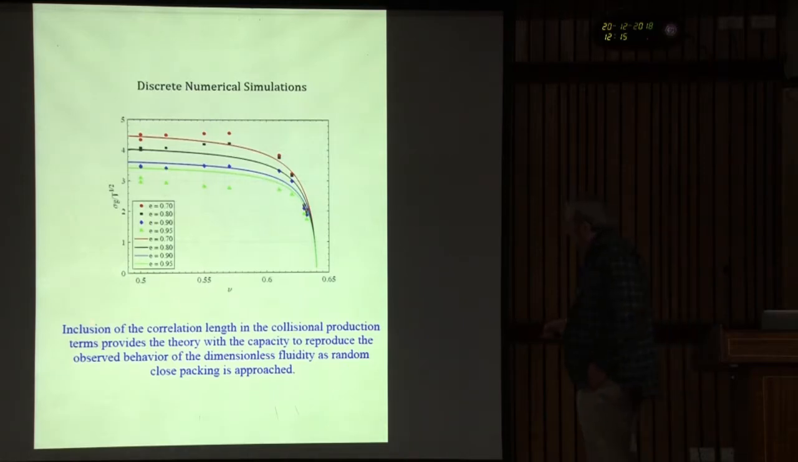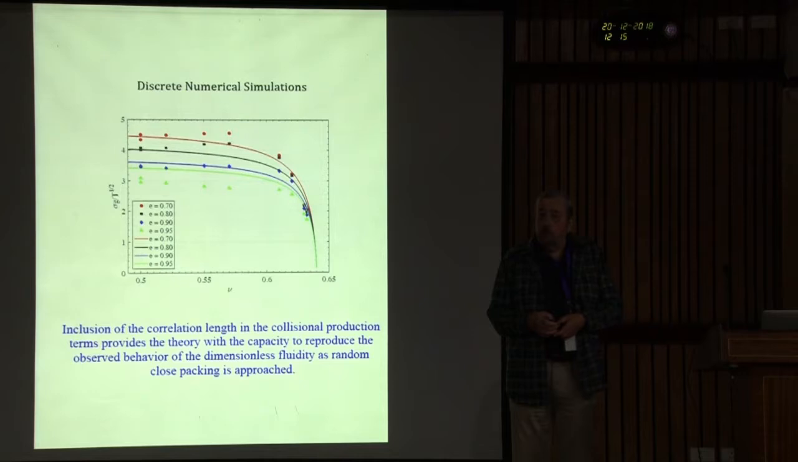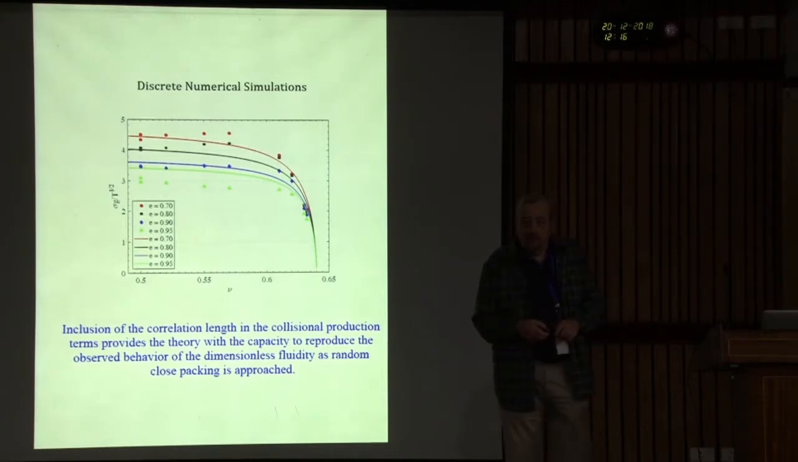So the message of this part of the story is that the introduction of this correlation length in the collisional production permits the theory to reproduce the behavior of the dimensionless fluidity over the complete range of dense volume fractions. And I think I'll stop there. Thank you for your attention.